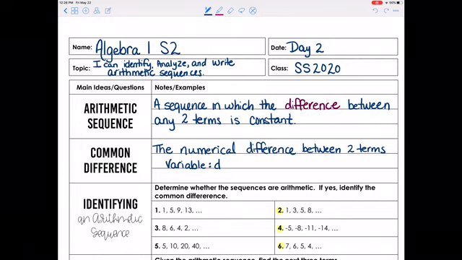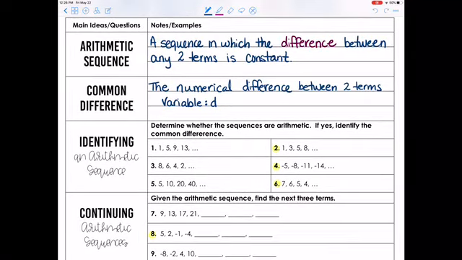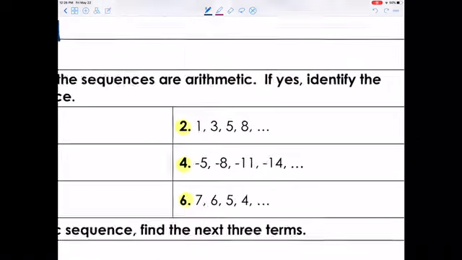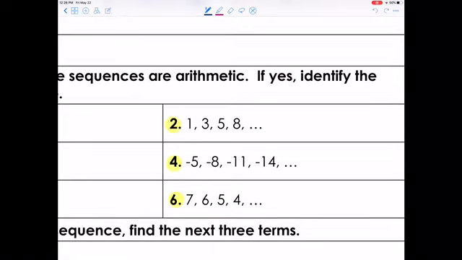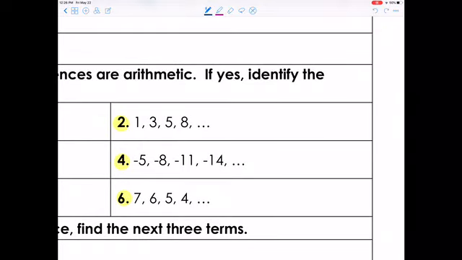So, first piece we want to do is to be able to identify an arithmetic sequence. So, in this first set of problems, we're going to determine whether the sequences are arithmetic. If they are, identify the common difference. So I'm going to do examples 2, 4, and 6 for you. Problems 1, 3, and 5 are part of your independent practice for today's assignment. So let's look at example number 2.